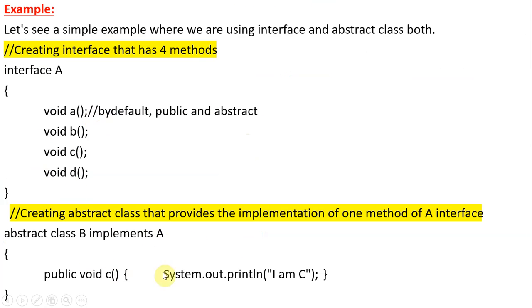Now we'll see an example combining an abstract class as well as an interface. Here we are creating an interface that has 4 methods: A, B, C, D. By default they are public and abstract internally. And we create an abstract class that provides the implementation of one method of the interface. This abstract class, with the abstract keyword, implements one of the methods, C. C is the method implemented by the abstract class. This is an interface with 4 methods, and one method C is implemented here.